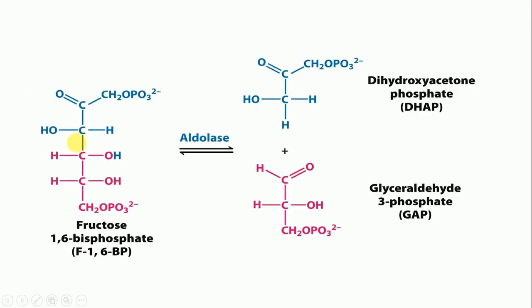Now F16BP is converted into DHAP, dihydroxyacetone phosphate, and glyceraldehyde 3-phosphate, GAP, by the enzyme aldolase, which just cleaves the molecule into 3 carbons. This marks the end of the energy investment phase, where the 6-carbon molecule is converted and cleaved into 2 3-carbons.